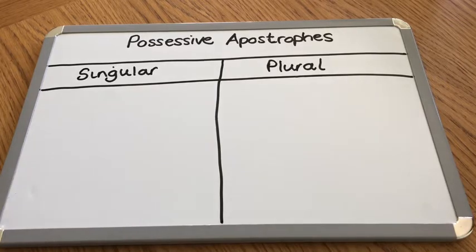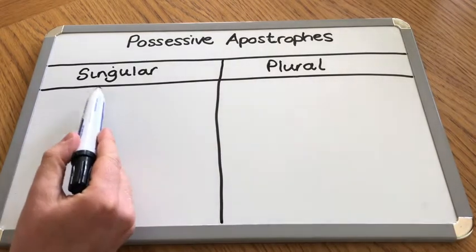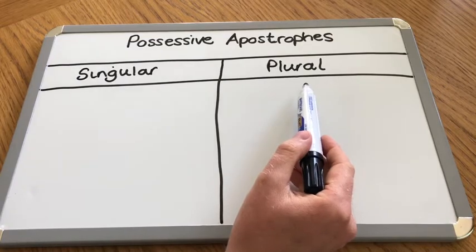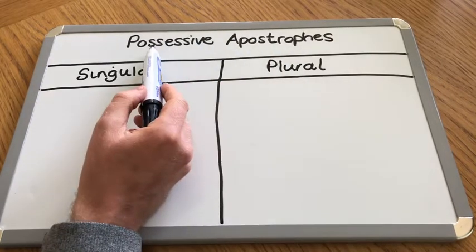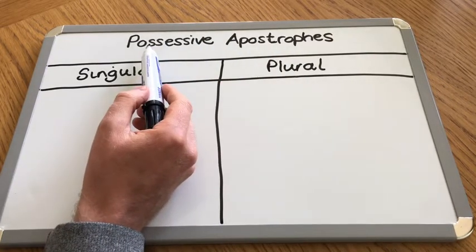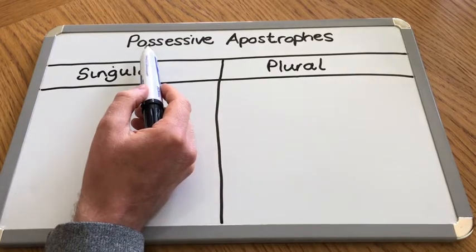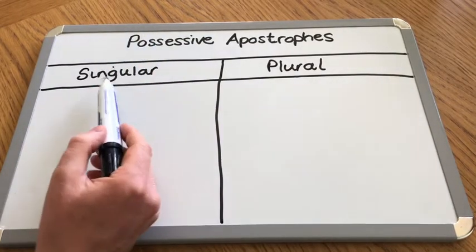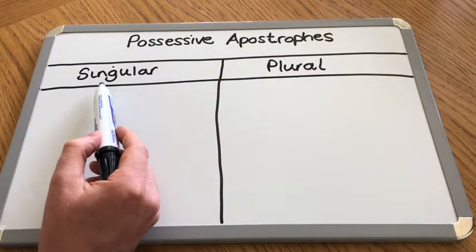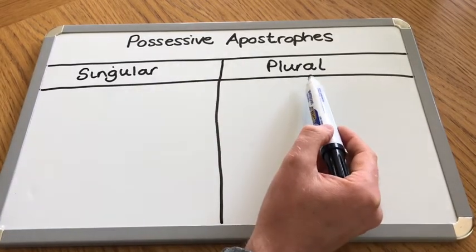In this video we're going to be looking at possessive apostrophes. We're going to be looking at the use of apostrophes for singular and plural words. Possessive, remember, is to own or have something belong to you. And singular, like the word single, means one, and plural means more than one.